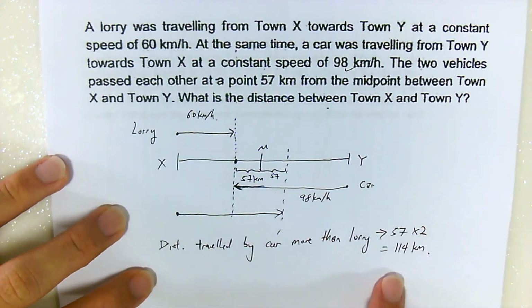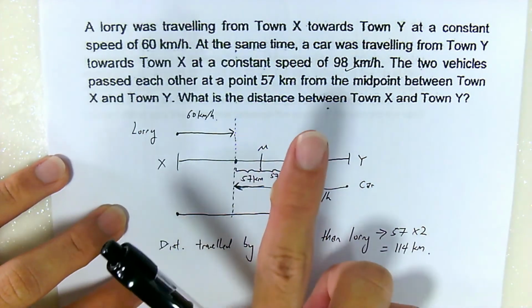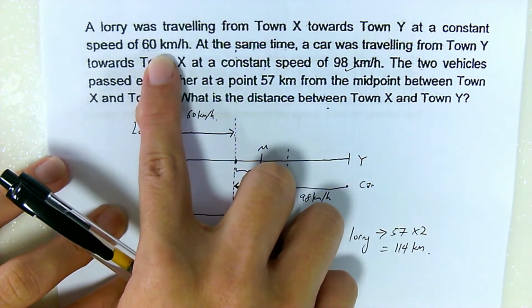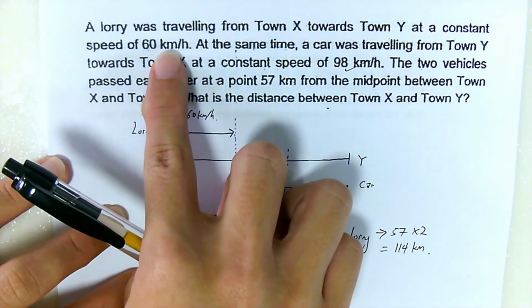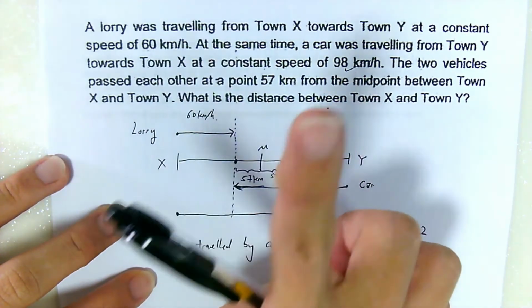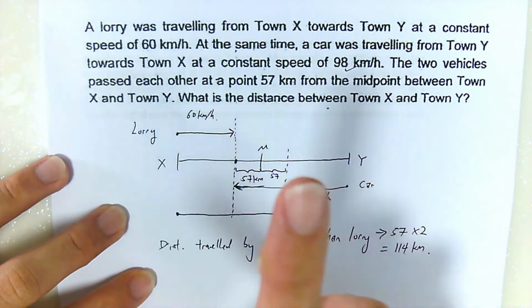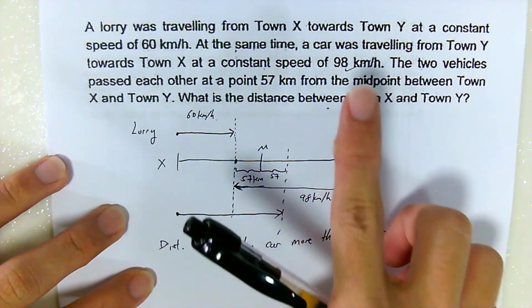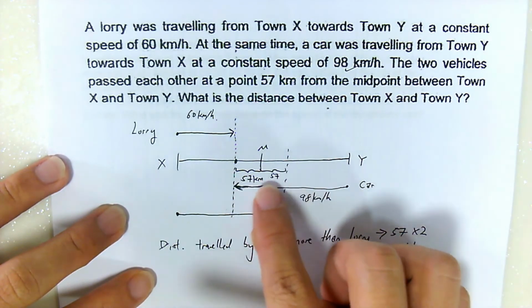Now, we know that the speed of the car is 98 and the speed of the lorry is 60. This tells us that in 1 hour the car will travel 98 km, and in 1 hour the lorry will travel 60 km. And this tells me that in 1 hour the car will travel 98 minus 60 km more, which is essentially 38 km. So remember, in 1 hour the car will travel 38 km more. Okay, and I know that in total the car traveled more than the lorry by 114 km. Now if I take the 114 km divided by 38, right, I will know the amount of time the car took to travel the additional 114 km.